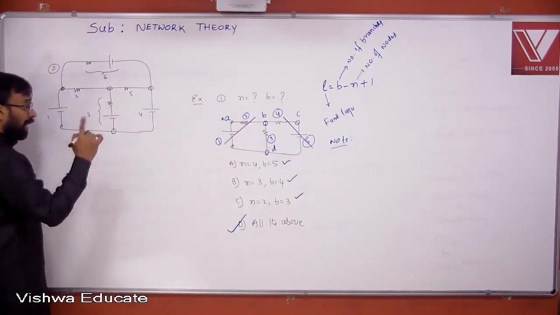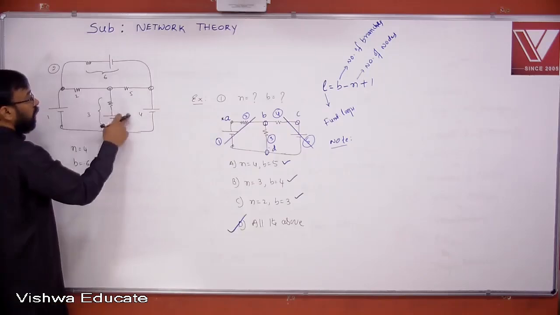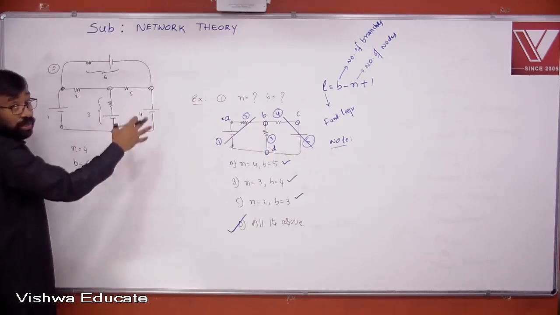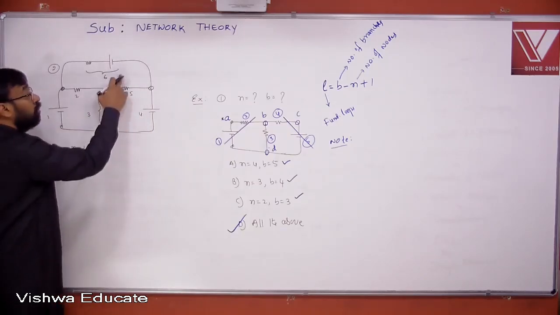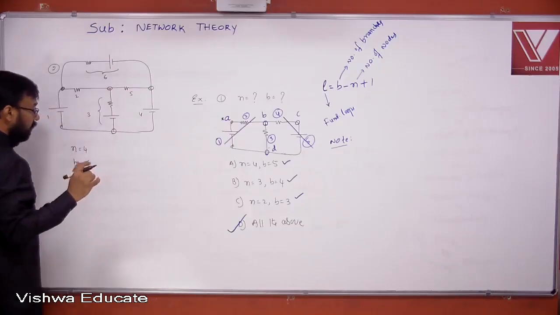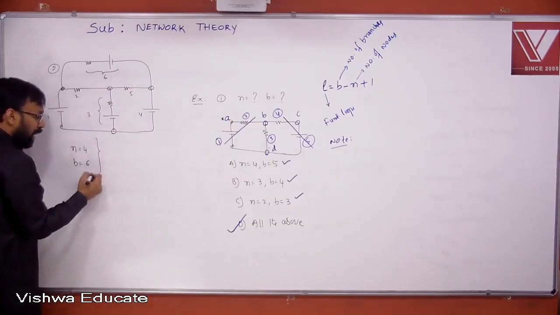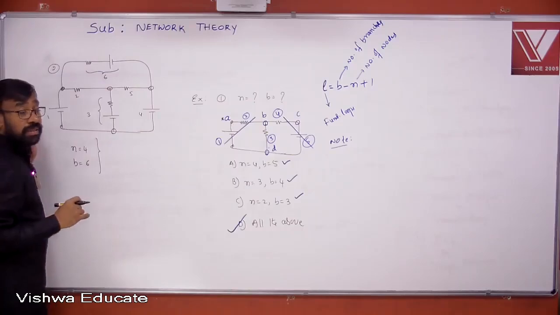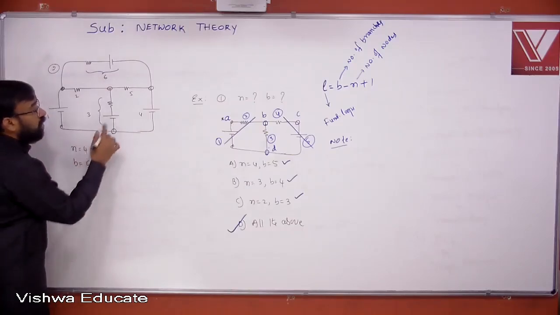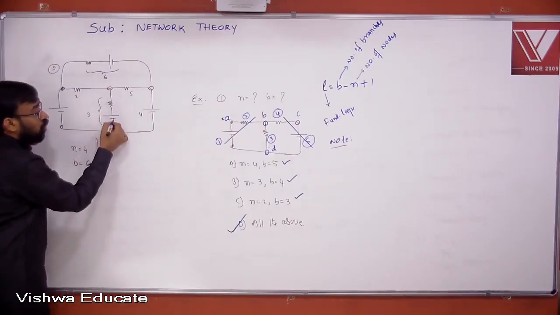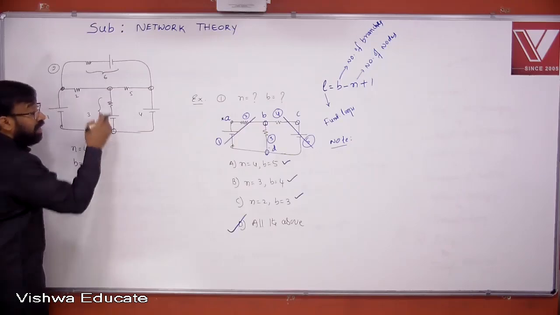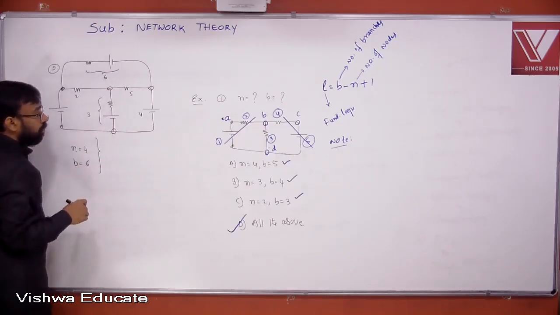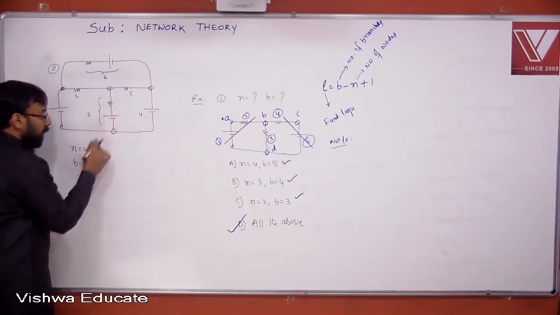6 minus 4 plus 1, according to that L, 3 fundamental loops are there. There are many loops actually, but how many fundamental loops are there? Only 3. Okay, this is one answer. But before you conclude this answer, check whether there are any series connected elements. In the first count, we did not consider these two as individual branches. We had taken these two as a single branch. That is why you got this answer.